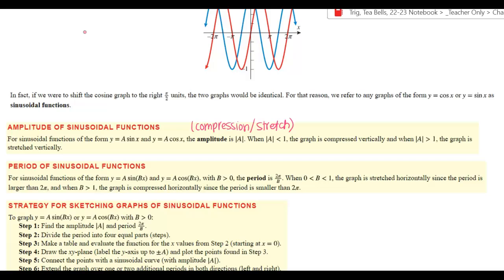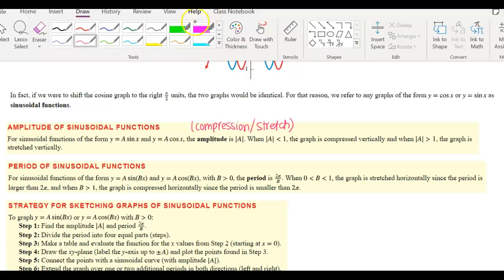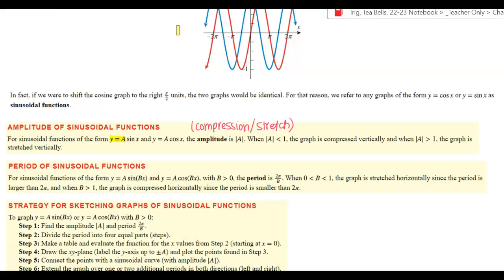Are they going super high, or are they going super skinny, where it's like a low subtle wave? That's all created by our amplitude. So the amplitude is outside of our function. This would be like if we had a constant that was multiplying the sine or the cosine.